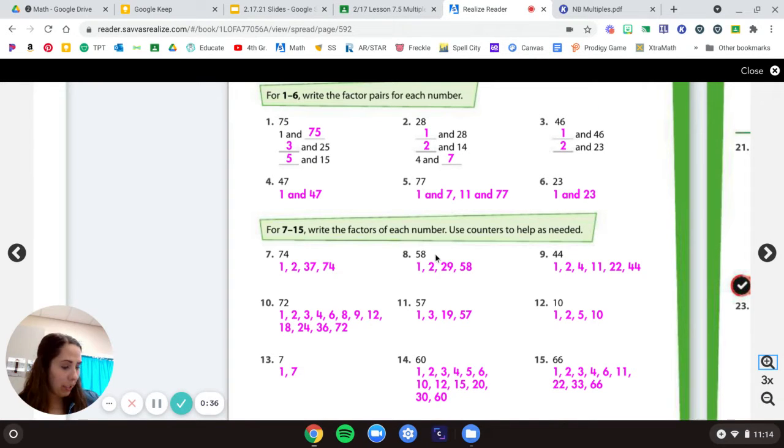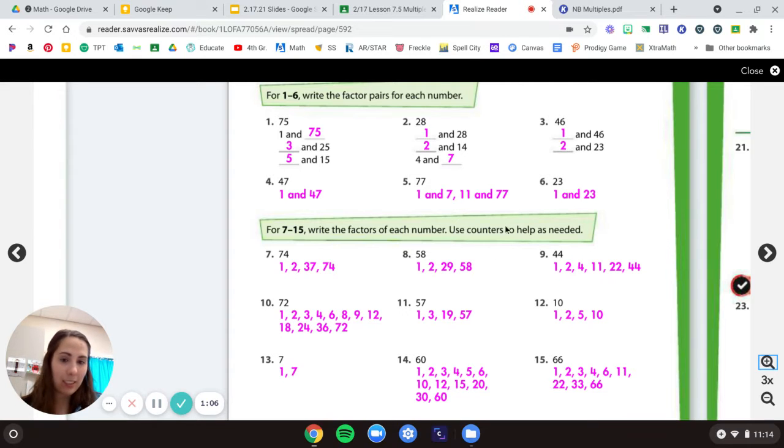All right, so on page 379, we had problem 1 and 3 in the top. So we needed to find out the factor pairs. So we knew 1 and 75, then 3 and 25, 5 and 15. Number 3 was a lot shorter. You only had to figure out 2 of them. You knew 1 and 46, and then 2 and 23.